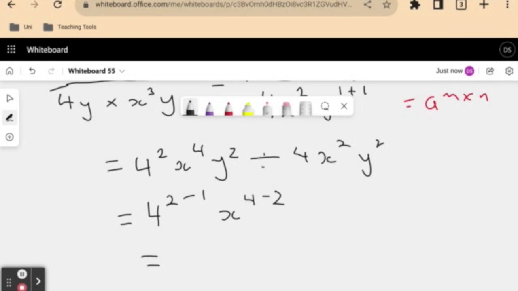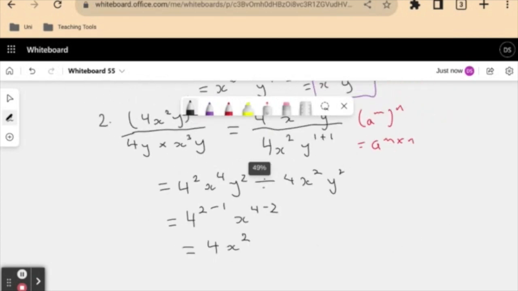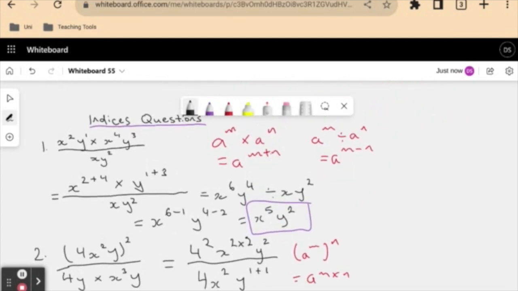And I'm going to get left with 4 because 2 minus 1 gives us 1. So it's just 4 to the power of 1 or 4. And then we get x to the power of 4 minus 2. We get x squared.